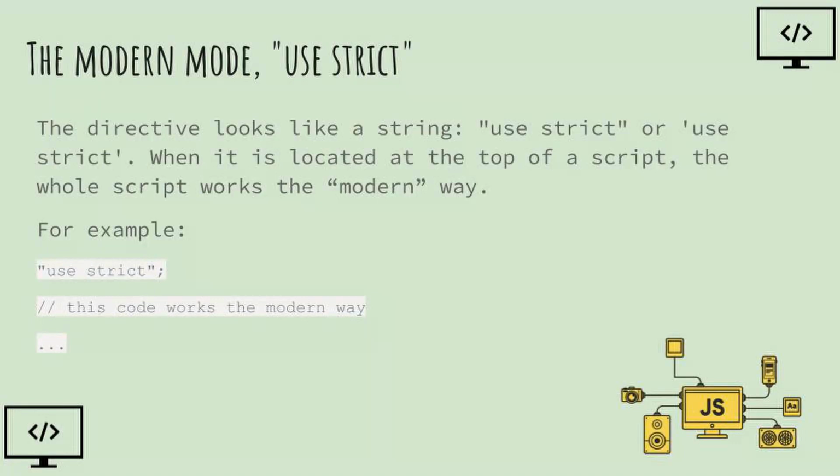Now the question arises, what is the use strict directive? The use strict directive is a string that is added on the top of the script. When it is added on the top of the script, the whole script works in a modern way. The syntax of the use strict directive is written on the screen.